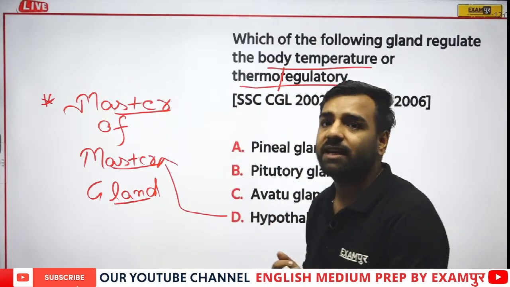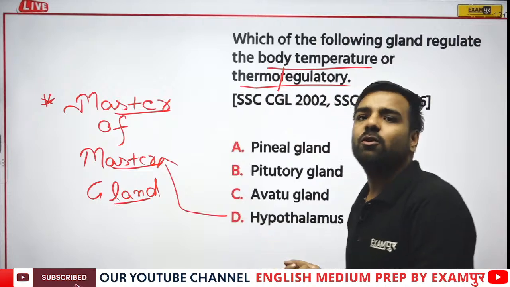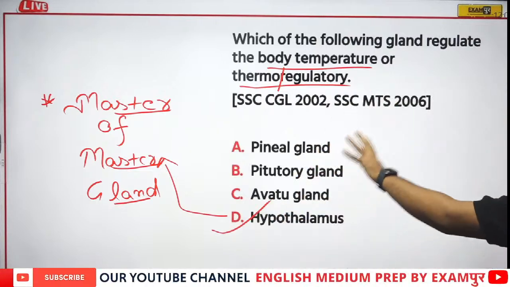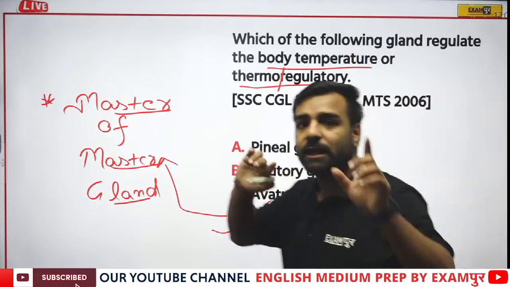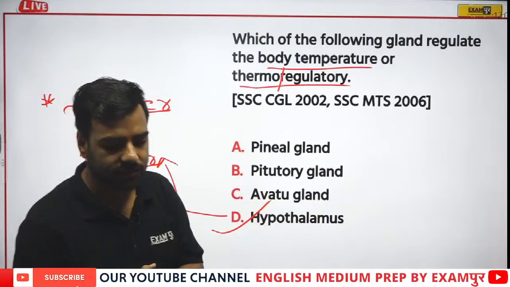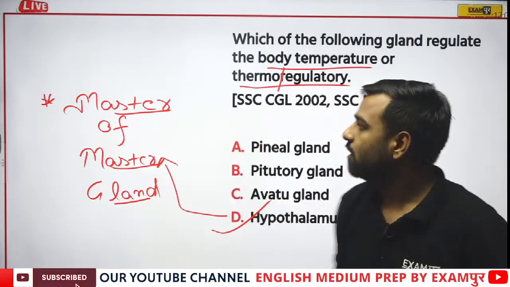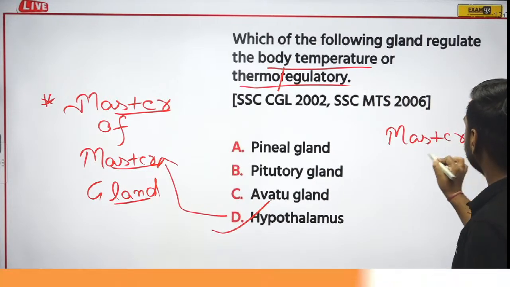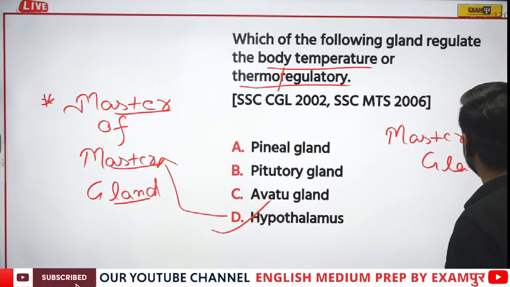So Udbhav has given answer D. That's great, Udbhav. So your answer is totally correct. No doubt, it is the hypothalamus which is regulating the body temperature. But my question is, what is the master gland? Who can give this answer? Now this is going to be an important one. Why? Because I am asking about the master gland, and here I have written master of the master gland.